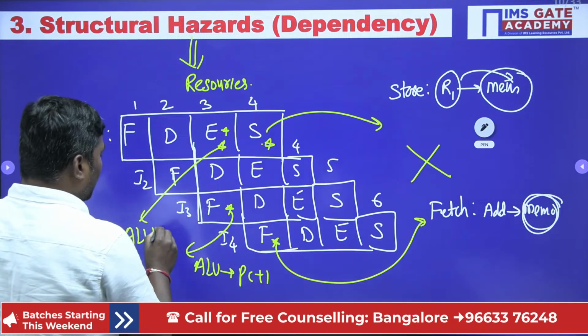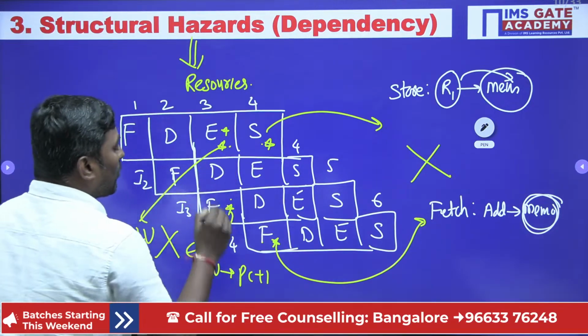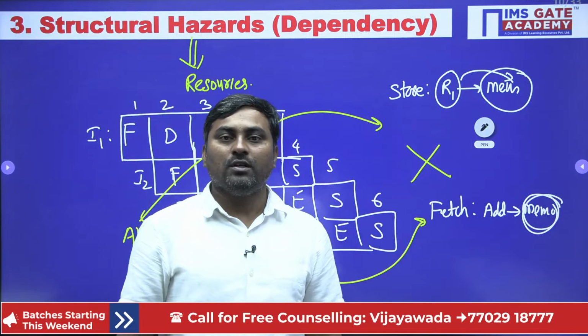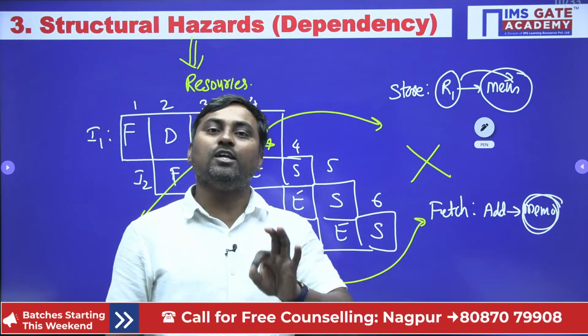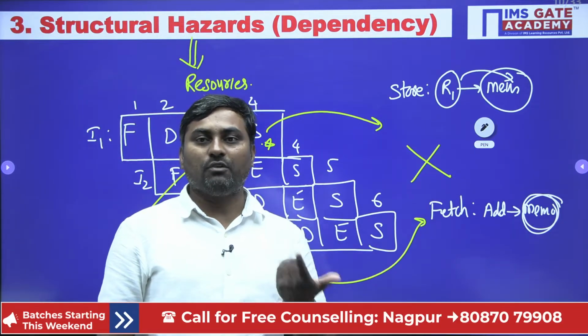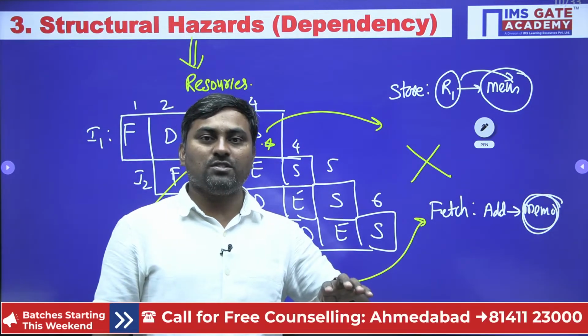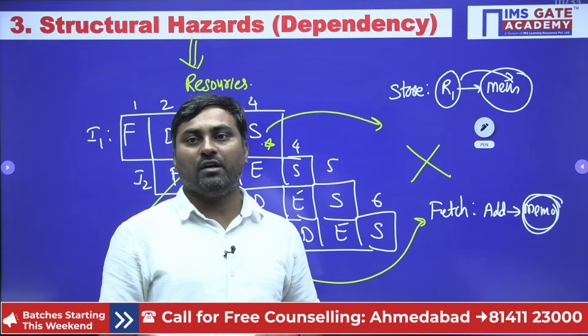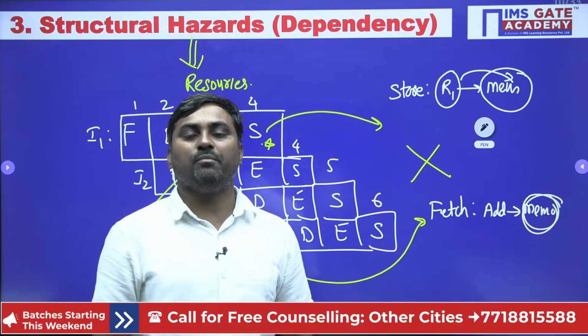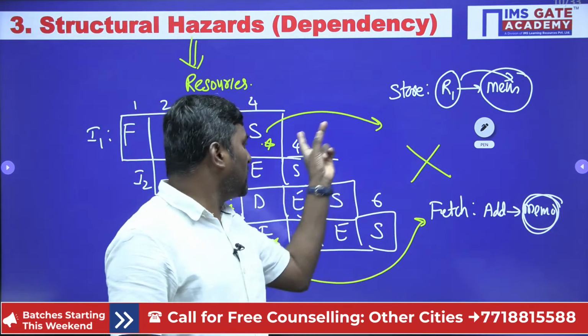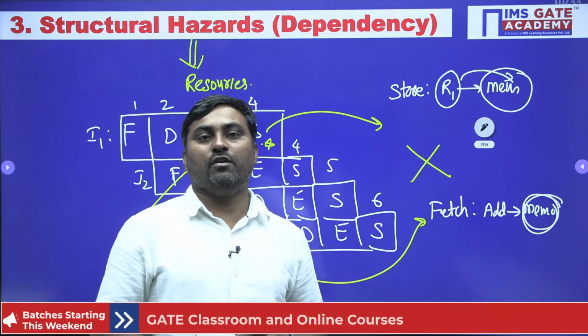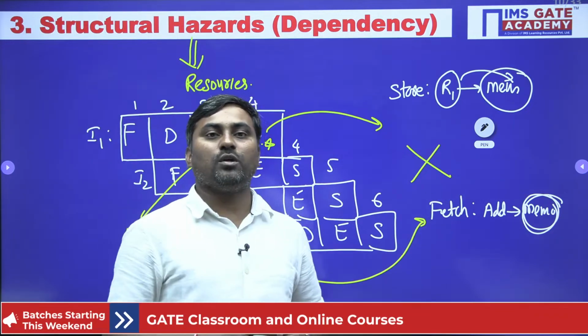So again, these two stages cannot be overlapped. The reason is that a single ALU unit, a single ALU component, is there. Execution of one instruction and incrementation of the PC for another instruction is not possible at the same time. Hence we need two ALUs.